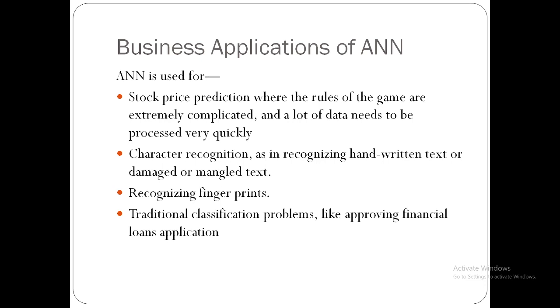Character recognition. See here, some people will be writing in forward slanting, backward slanting. Some people will be writing individual words. Some will be writing in cursive letters. So it is very difficult for the system to recognize. Using the ANN, it can be done. Recognizing fingerprints. Traditional classification problems like approving a financial loan application. For these things, we can use the ANN.